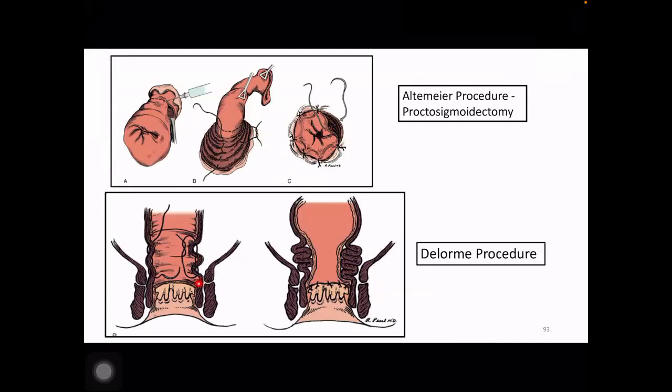resect the redundant sigmoid and the rectum, and you do an anastomosis. And this is the Delorme procedure. What you do, you don't do a complete excision. You don't do a full thickness excision. You do a partial excision, and then you do plicating sutures, like what you do for a hydrocele, plicating sutures in the muscular coat of the rectum. Okay, so this is the Delorme procedure.